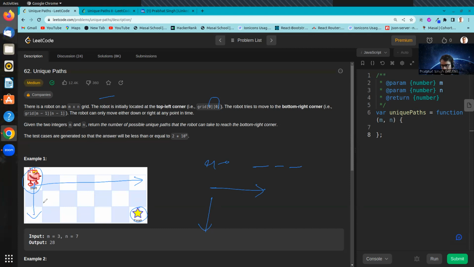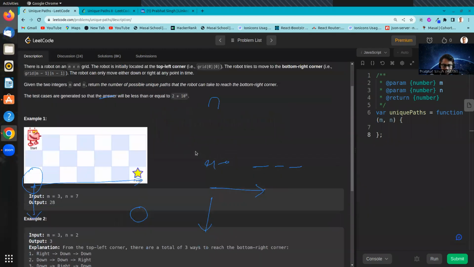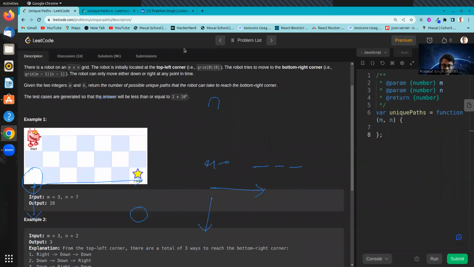That is the question requirement, and how we approach it totally depends on us. Nothing is given by the question. So let's proceed. How can we proceed with this? Let's take some example. The examples are so big, so I go with the smallest example.